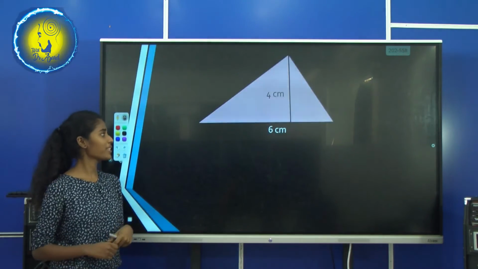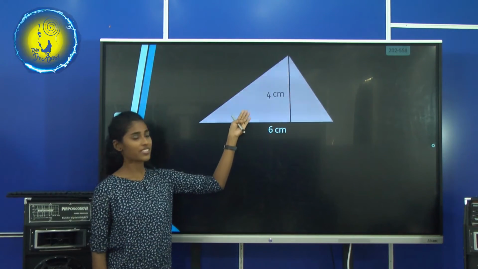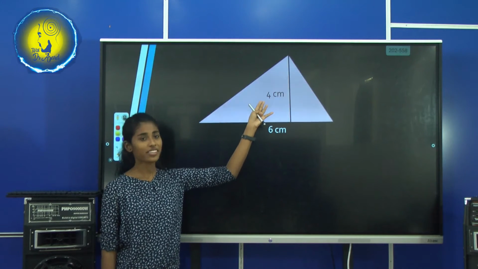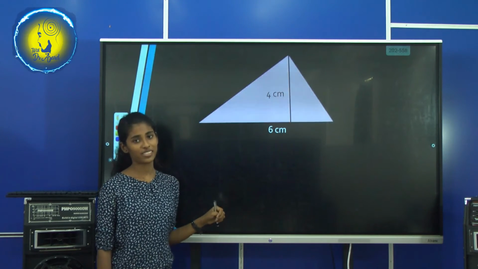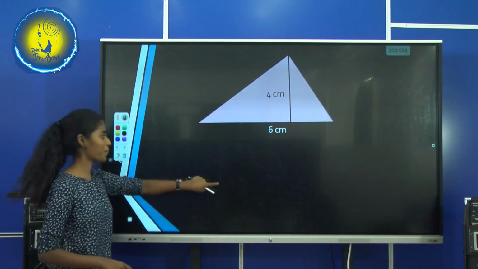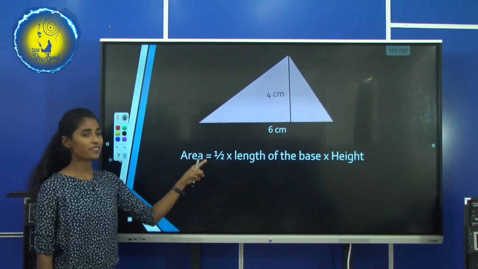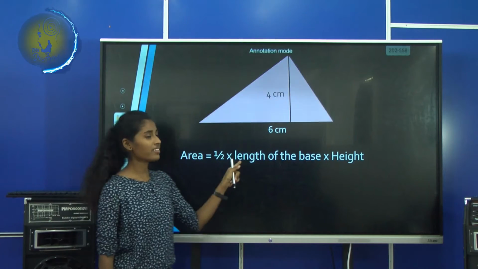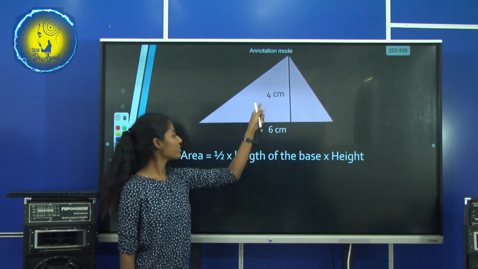Okay, let's do some examples. Can you see this triangle? The base is 6 centimeters and the height is 4 centimeters. Let's find out the area. First we have to write the formula. Now you can substitute the values.